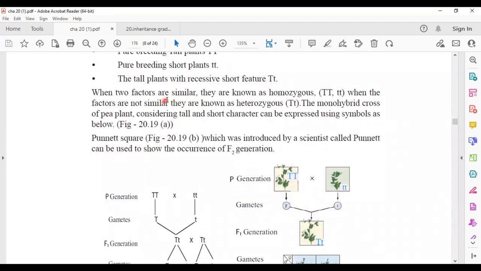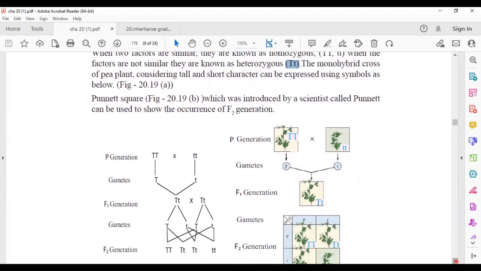Then we'll see, when two factors are similar, they are known as homozygous. Very important. The two factors are similar, like capital T, capital T. We call them homozygous. And when the factors are not similar, like this capital T, simple t, then we call it heterozygous. The monohybrid cross of pea plant, considering tall and short character, can be expressed using symbols like this. We will see how to do that monohybrid cross.